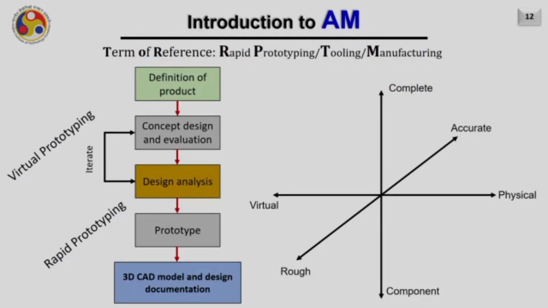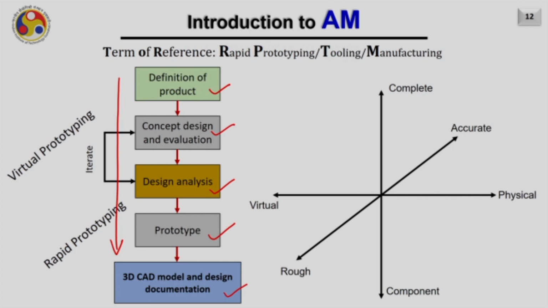Why? To understand why we call this technology rapid, let us first understand the typical product development cycle. It shows a typical product development cycle. We start with the definition of the product, and then we create the concept design and evaluation. Then we do the design analysis, and after that we create the prototype. After creating the prototype, we create its 3D CAD model if the prototype is satisfactory and go for the design documentation. In this case, the prototypes are of two types, virtual and physical.